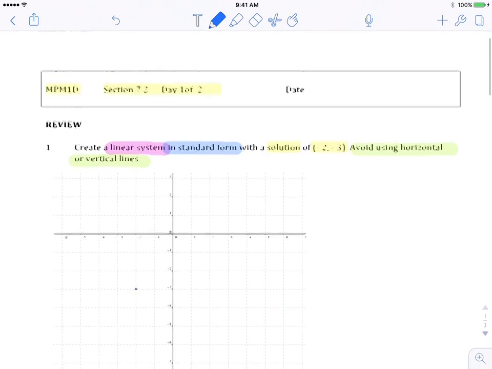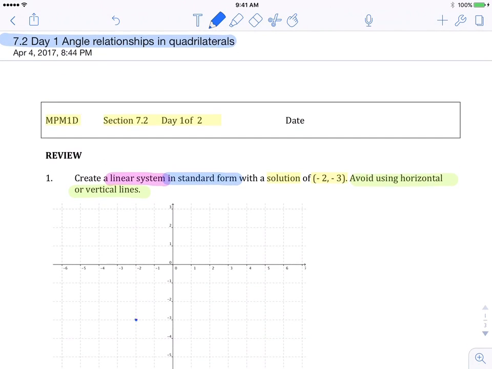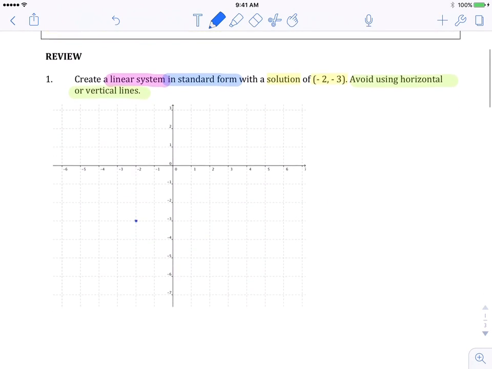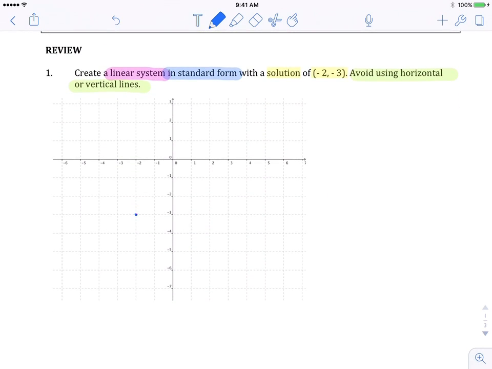Okay, today we're looking at 7.2, day 1, angle relationships in quadrilaterals. I've gone ahead and highlighted the major points of this question, the major areas of focus. And what I want to challenge you to do right off the bat here is to pause the video and see if you can do this question by yourself.